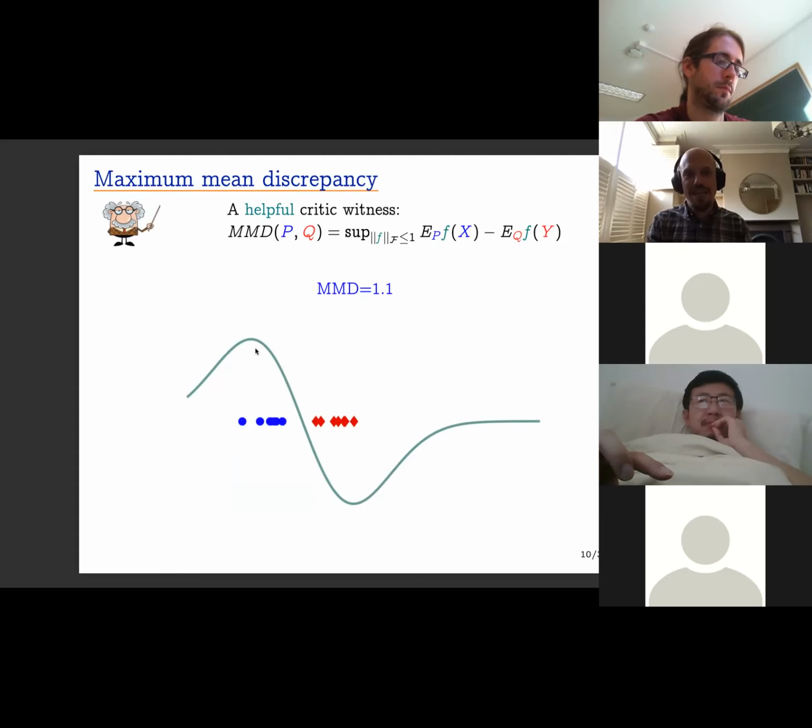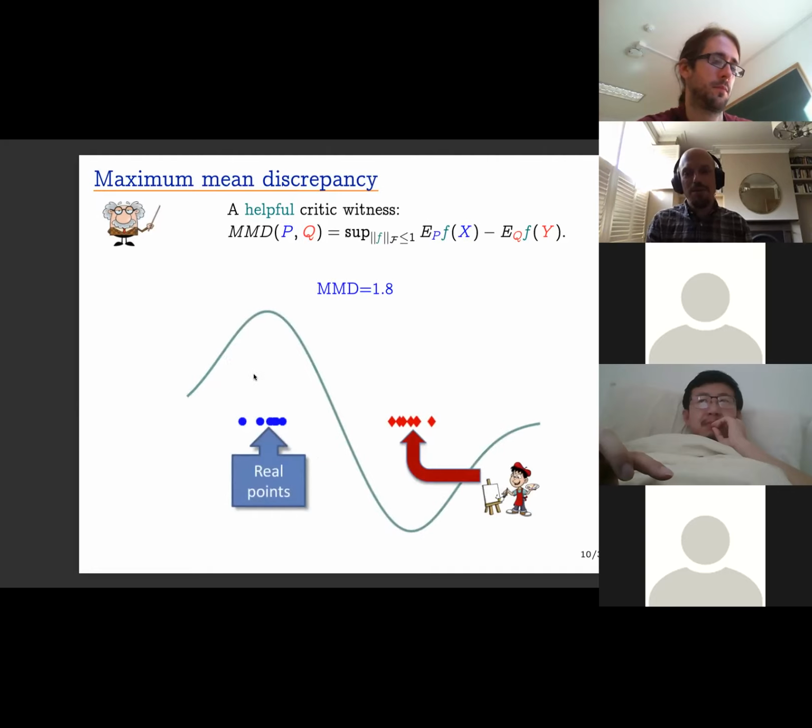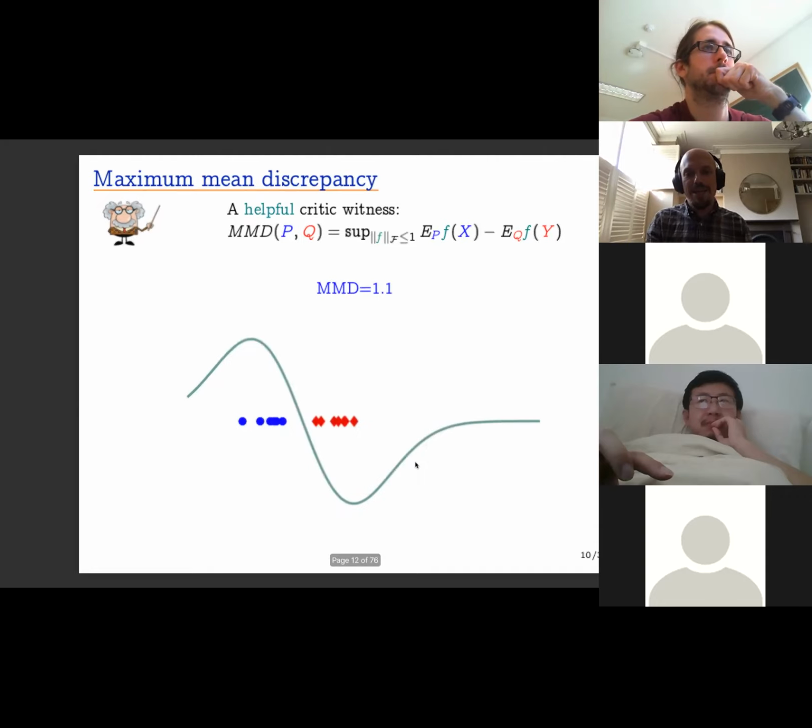So it's again a helpful critic witness function. Okay, so we can sort of see what the integral probability metrics are doing. They're finding a well-behaved function which has a large positive amplitude on my blue points, a large negative amplitude on my red points, and it's trying to find the function from some class of well-behaved functions that maximizes this difference in expectations.